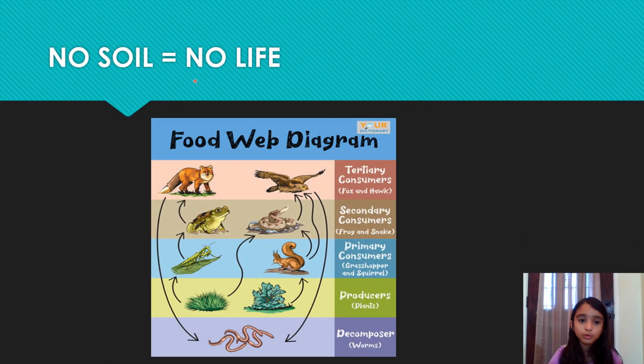No soil means no life. This is the food web diagram. The worms are the decomposers. They make the soil rich in nutrients. The plants take those nutrients. The squirrel eats the plants, the snake eats the squirrel, and the eagle eats the snake. Finally, when the eagle dies, it goes back into the soil and the worms decompose them and the cycle continues.